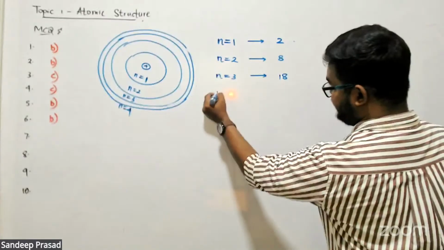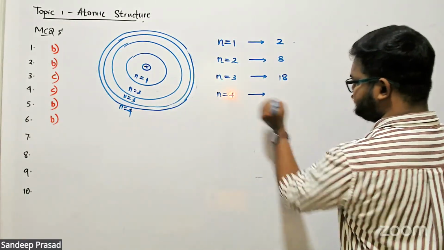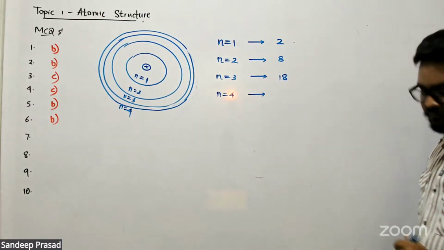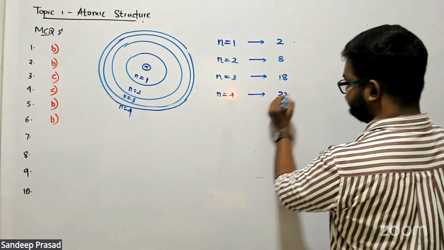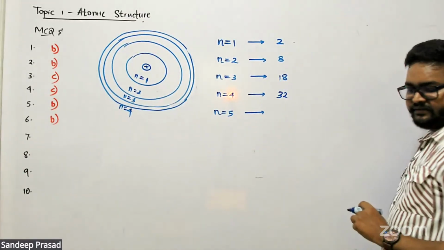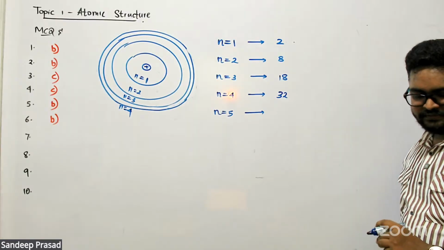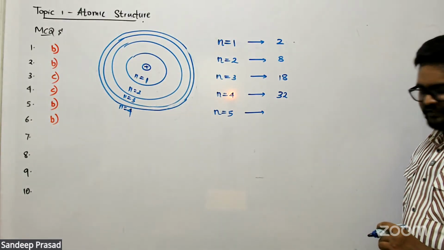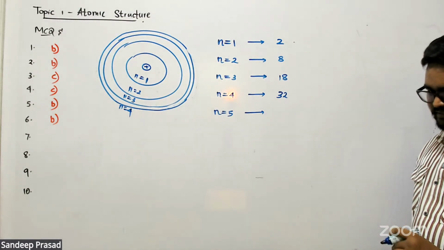When we consider the fourth principal energy level, how many electrons are there? Yes, very good. 32. When you consider n equal 5, how many electrons are there? Anyone? In the fifth principal energy level, how many electrons are there?